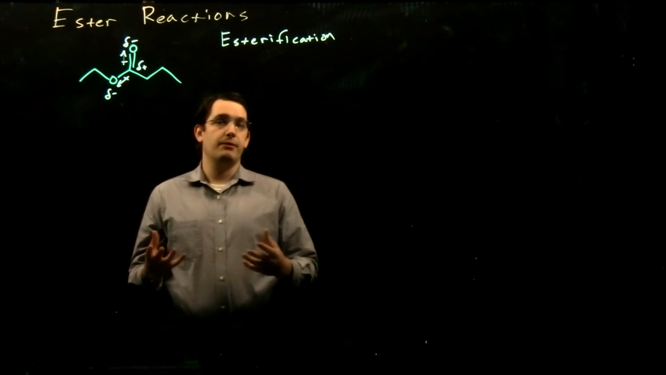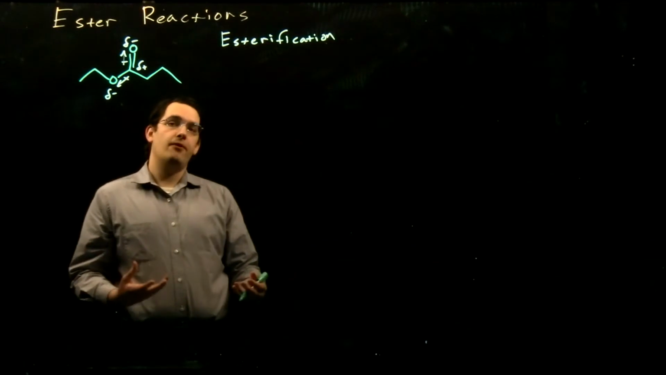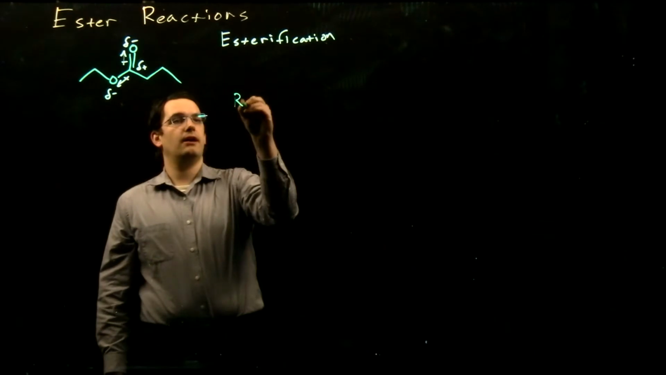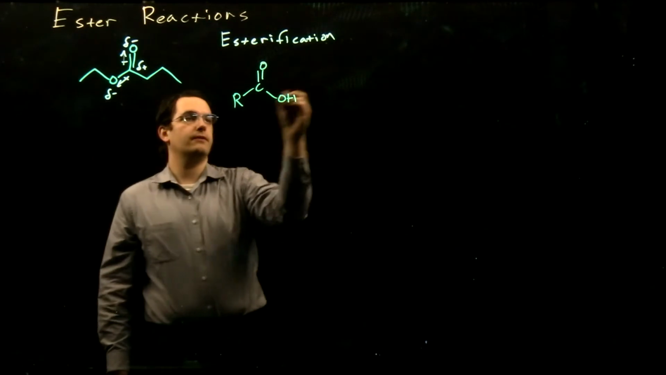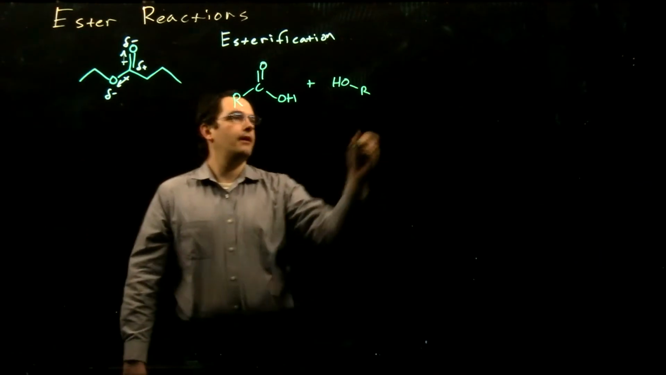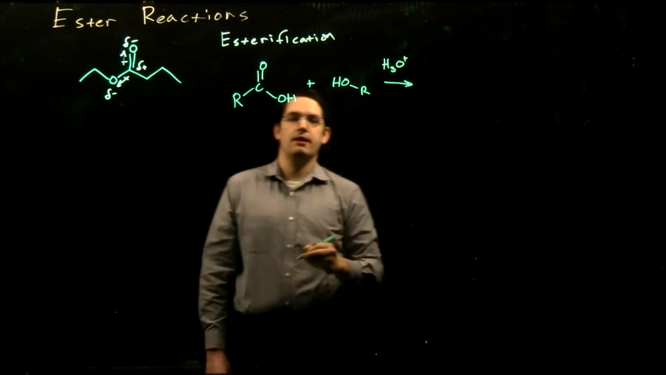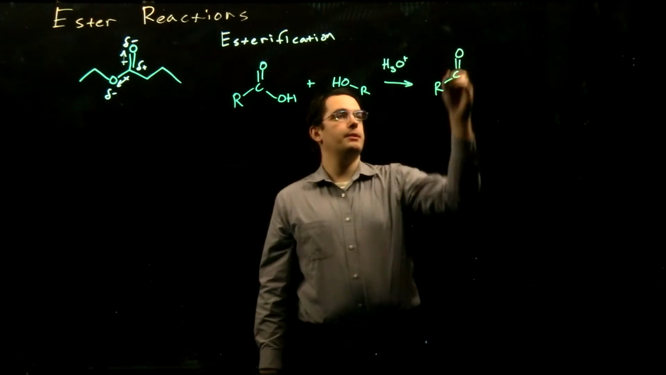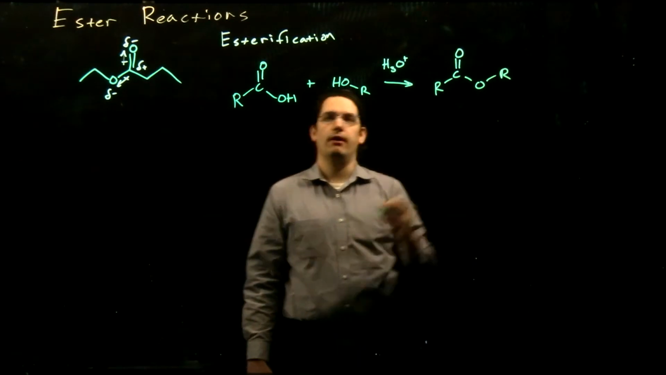Now let's take a look at some of the reactions of our esters. Of course, as we've already seen, we can easily form esters through esterification reactions. Esterification reactions take our carboxylic acids, and we do our usual nucleophilic acyl substitution reaction with an alcohol as our nucleophile. We do this in the presence of an acid as our catalyst, and this will create our ester as we combine the carbon chain of our carboxylic acid with the carbon chain of our alcohol.